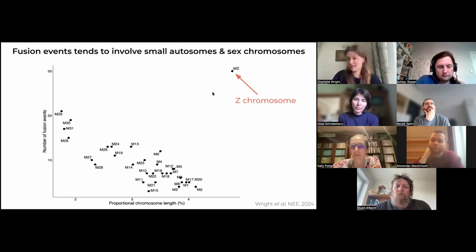So these are fusions between small chromosomes and the sex chromosomes, which, given the disproportionate role of sex chromosomes in speciation, is perhaps another reason why we should be interested in these rearrangements in that context.